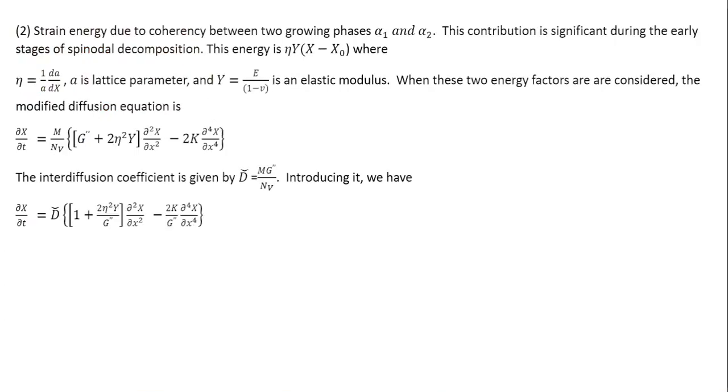The second component which ought to be considered is what is known as strain energy due to coherence between two growing phases, alpha 1 and alpha 2. This contribution is significant during the early stages of spinodal decomposition. This energy is eta squared times Y times (X minus X0) squared. X minus X0 is the amplitude, where eta is equal to 1 over a into da/dX. So a is the lattice parameter and Y is the elastic modulus, which is given by the tensile modulus E over 1 minus mu.